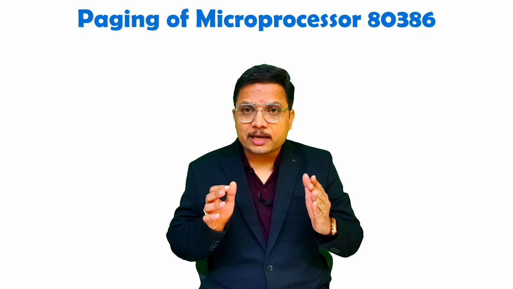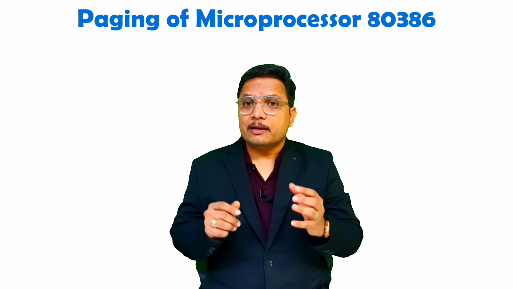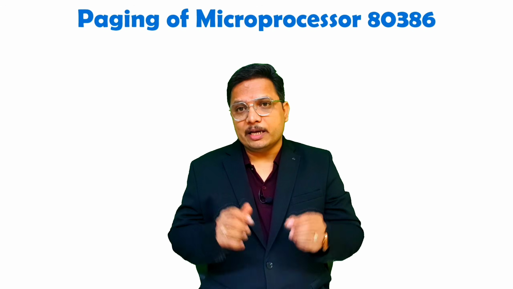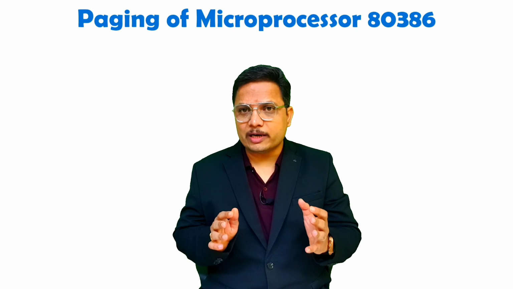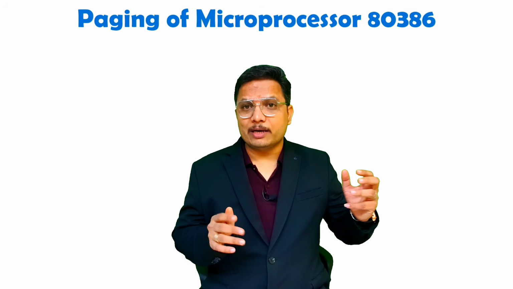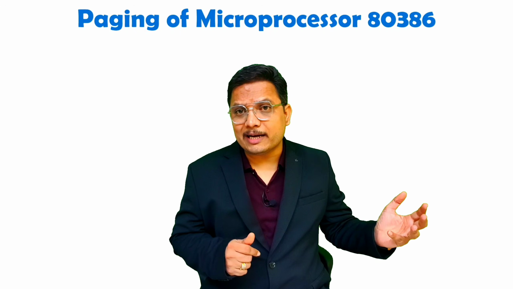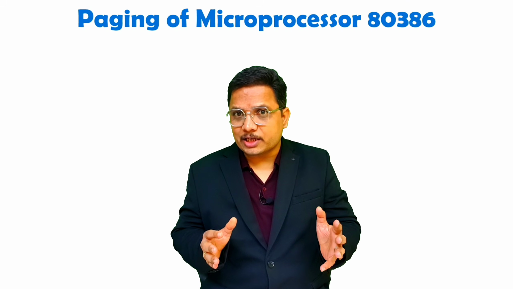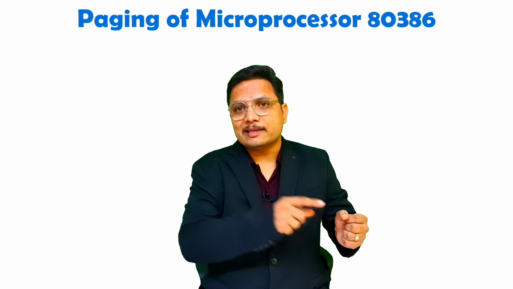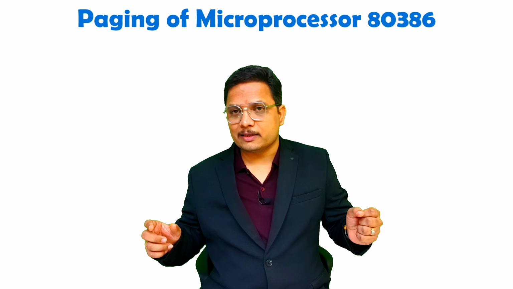Here microprocessor 80386 supports advanced memory segmentation. Now, what is the job of memory segmentation? My dear students, memory segmentation converts virtual address into linear address. So, after memory segmentation, virtual address will be translated into linear address.